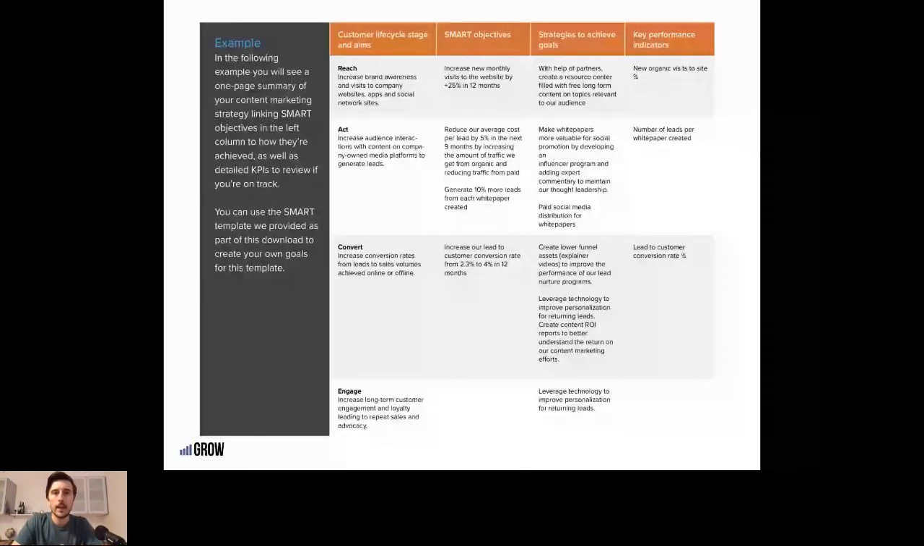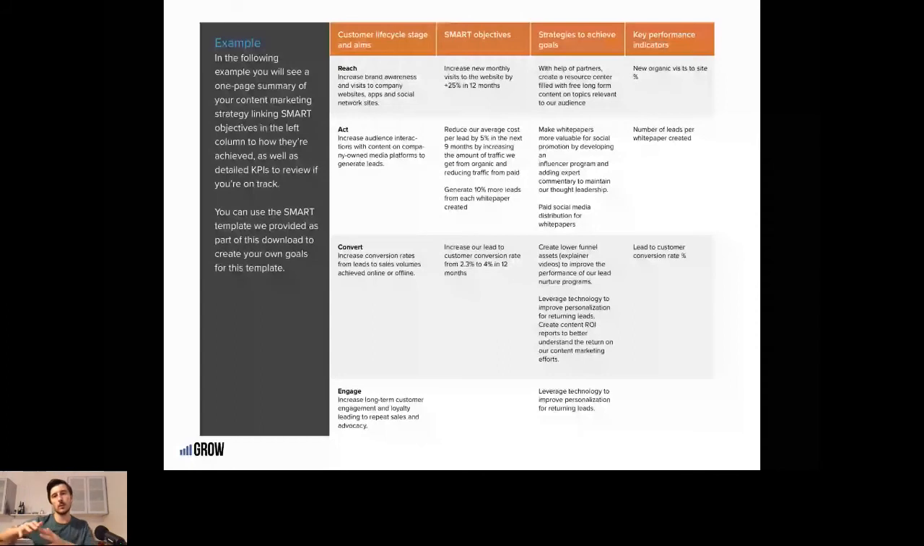Now, this is a little more detailed. We are starting with the next template, and we're going to fill in some objectives, customer lifecycle stage strategies to achieve the goals, and key performance indicators.